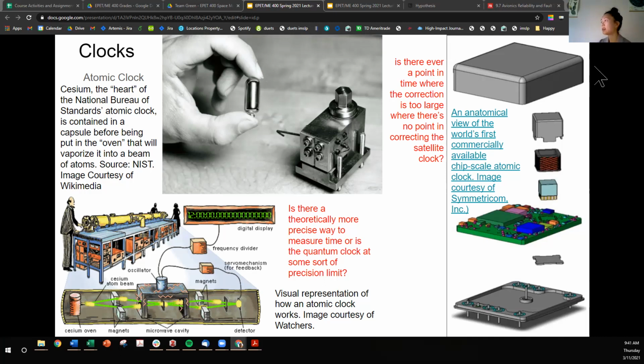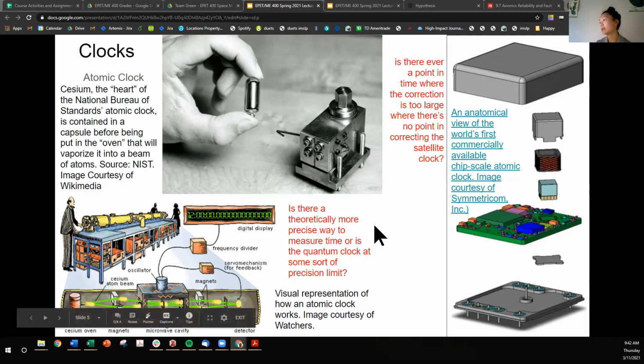So we have some questions here. Is there ever a point in time where the correction is too large, where there's no point in correcting the satellite clock? I think that if you have the ability to correct a clock, you should absolutely do so. Just because the clock is going to drift doesn't mean that you should abandon it altogether, because there are points where your satellite is going to rely on the local clock and you don't have communication with ground. So what do you do then? Ideally, you want to reference a clock that is as accurate as possible, even if it's drifting.